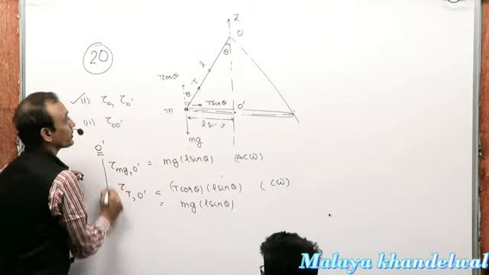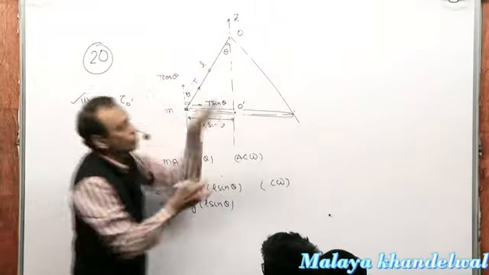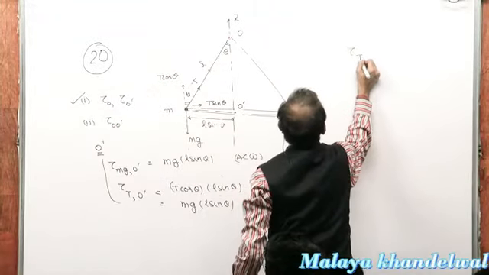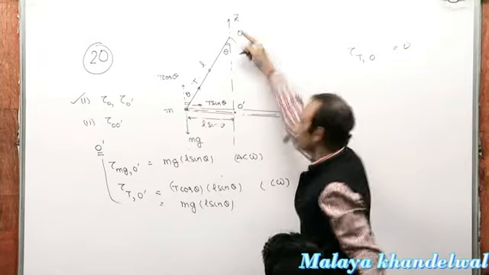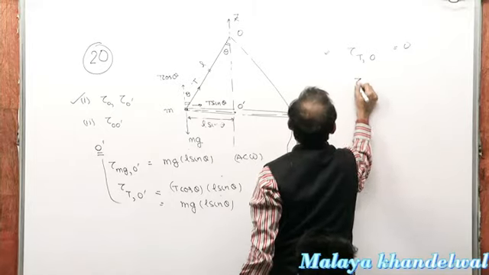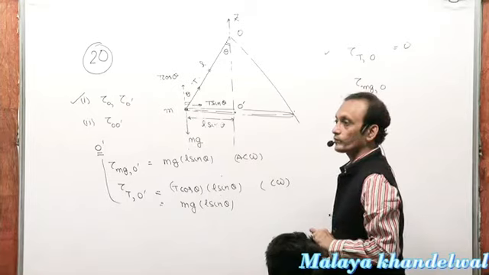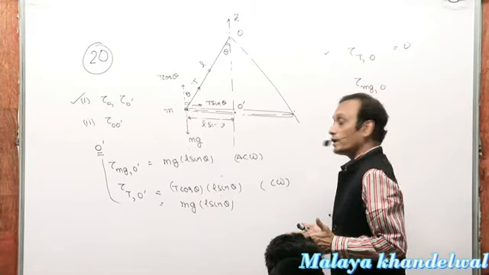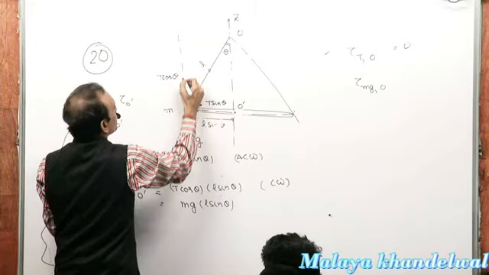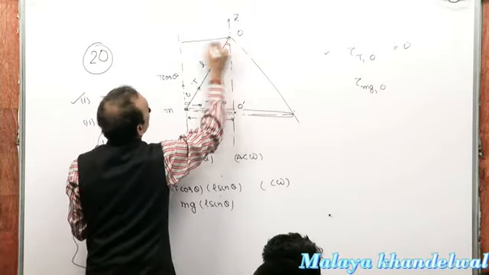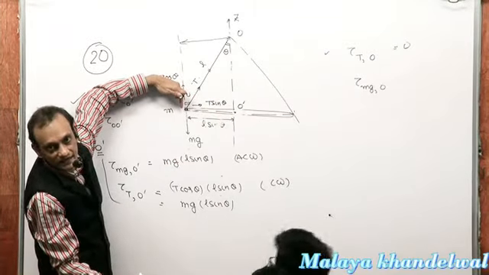Okay, now this is about O prime. About O, what's the torque of tension about O? 0. Torque of tension about O is going to be 0 because the line of action of tension passes through O. Right? What is the torque of mg about O? See, this is the line of action of mg, and its perpendicular distance from O is the same as L sin theta. So mg into L sin theta.